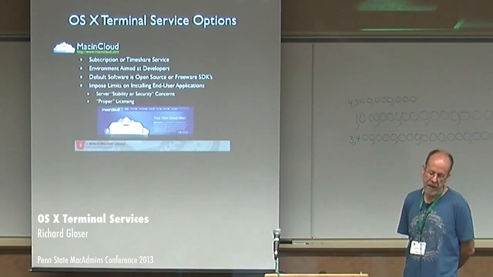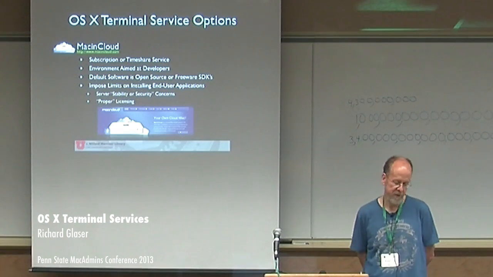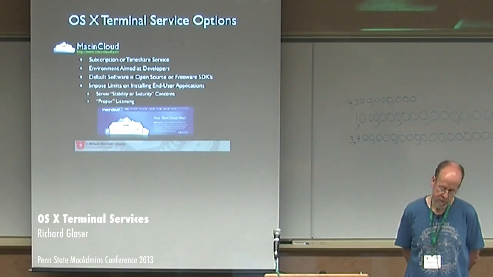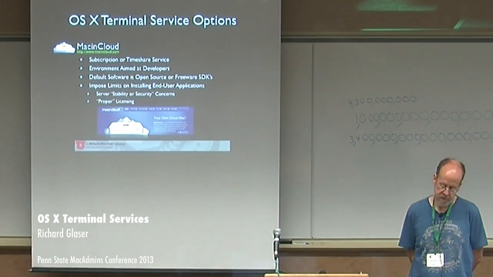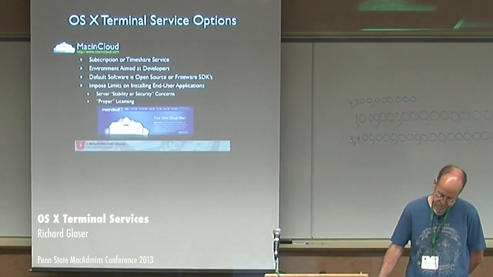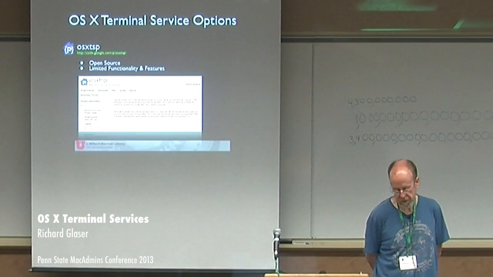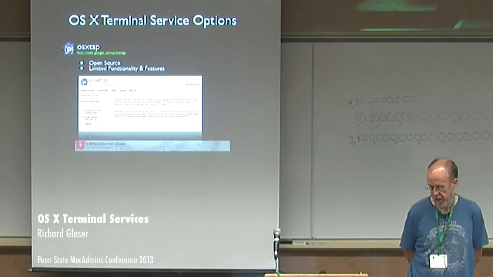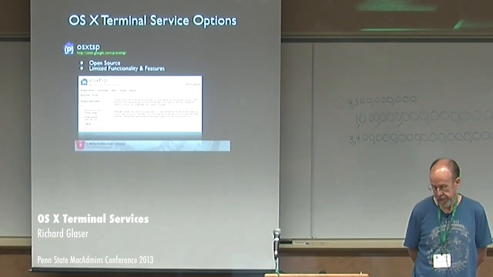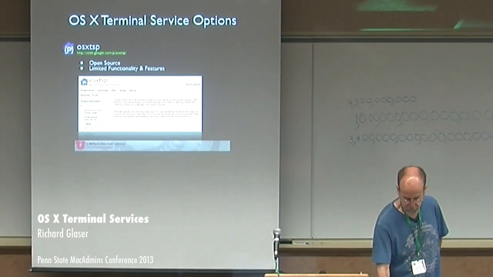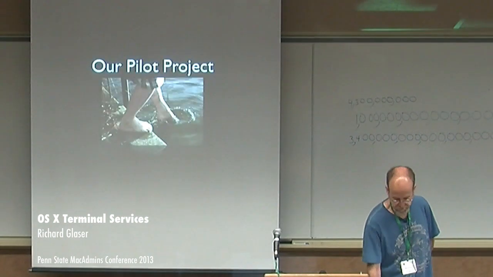Mac and Cloud. Mac and Cloud is a subscription or timeshare service. It's aimed at developers. Default software is open source or freeware SDKs. OS X DSP is an open source product. It has limited functionality and doesn't seem actively developed. But if you want to go that route, that's something you can consider.